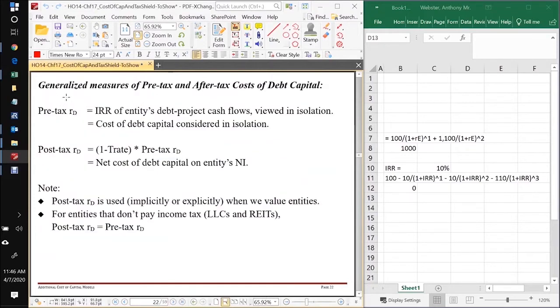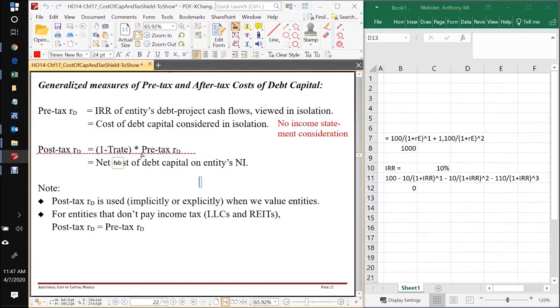Okay, so now let's look at some generalized measures of pre-tax and post-tax cost of debt capital. In general, our pre-tax RD is going to be the IRR of the entity's cash flows for debt projects viewed in isolation. So that's going to be with no income statement consideration.